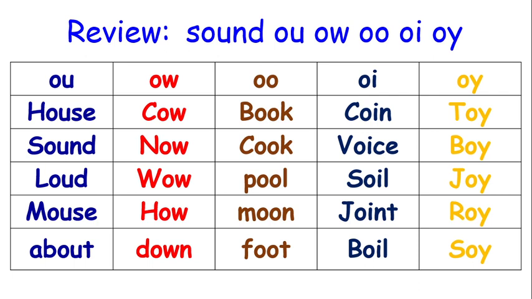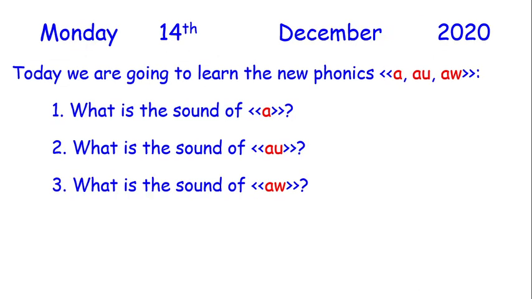OI sounds OI, like coin, voice, soil, joint, and boil. OY also sounds OI: toy, boy, joy, Roy, and soy. Teacher hopes everyone still remembers this lesson and can write these words correctly. Okay, let's move to the new lesson.